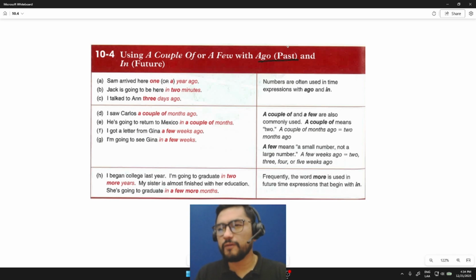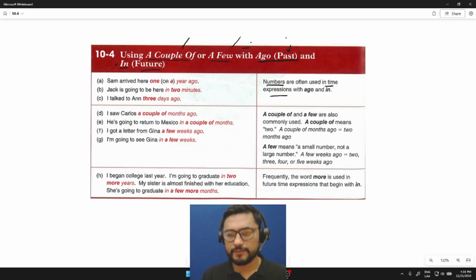We're going to use ago for the past. This is how much time has passed. And oppositely, we're going to use in to talk about the future. This is going to be in how much time something will happen. Now, in combination, we're also going to be using a couple of or a few. And these are expressions used to talk about numbers, expressions of time, right? So these are for countable nouns.